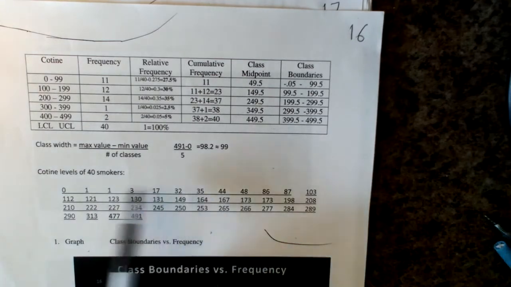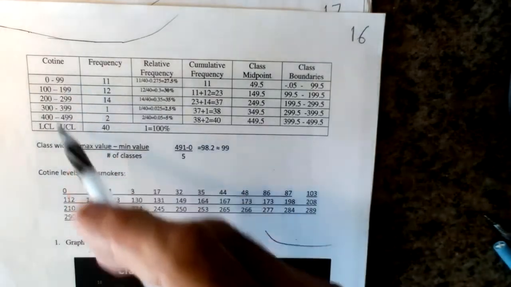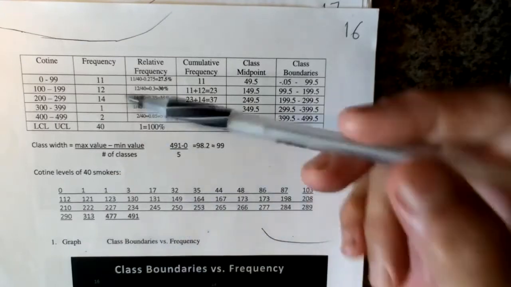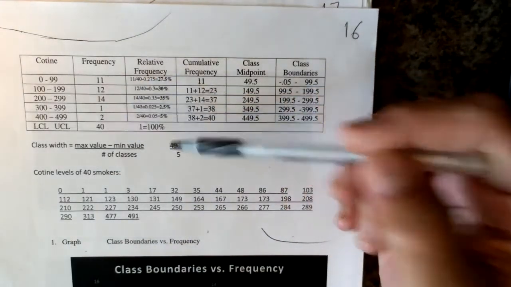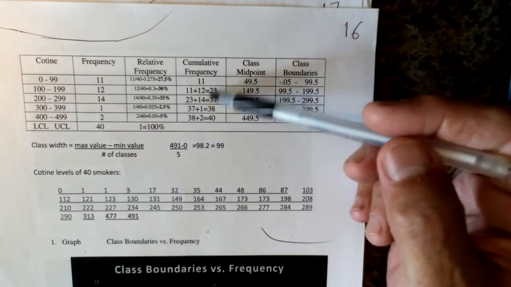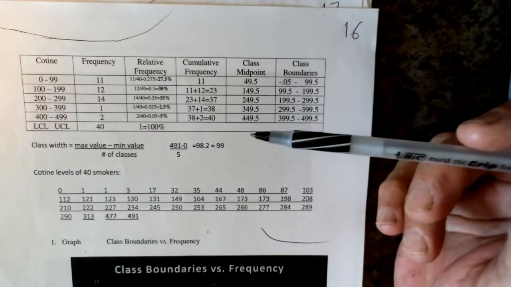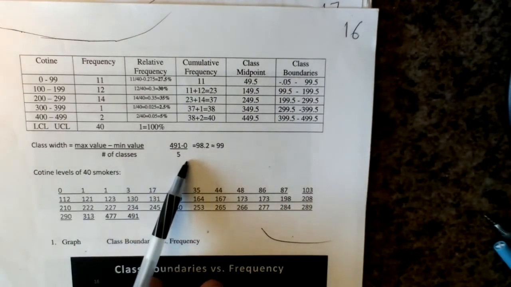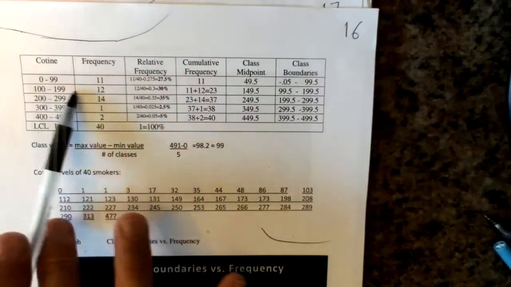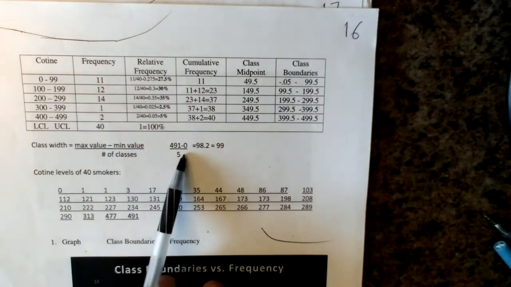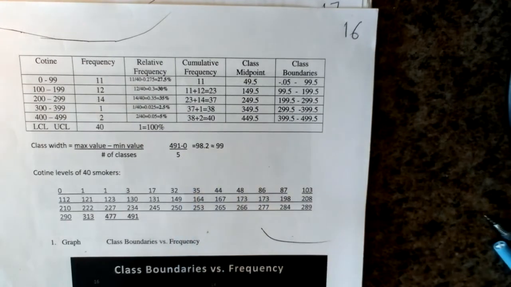So you have the first column, lower class limit, upper class limit. You take each number and divide by the total. The sum always has to be 100%. Cumulative frequency, he explained to you what it is. Number of classes, where does 5 come from? We decided to have 5 rows, right? 1, 2, 3, 4, 5. Remember, this is optional. In the earlier example we used 7, here they use 5.